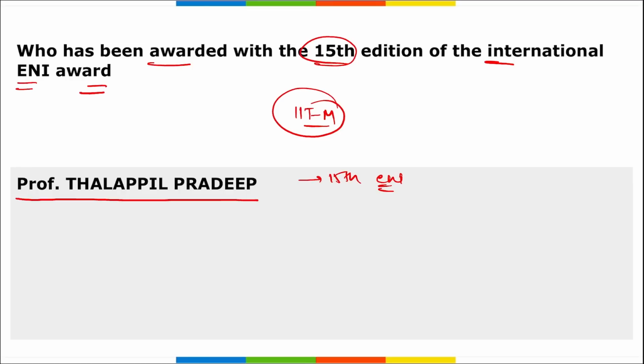He was awarded with the Advanced Environmental Solutions Award, right? Which is dedicated to research for the protection and sustainable use of natural resources. The award is said to be presented to him by the President of Italy in the near future. So coming back, this ENI is an integrated energy company, right? And they have announced the names of the winning researchers and scientists of the 15th edition of the ENI Award.